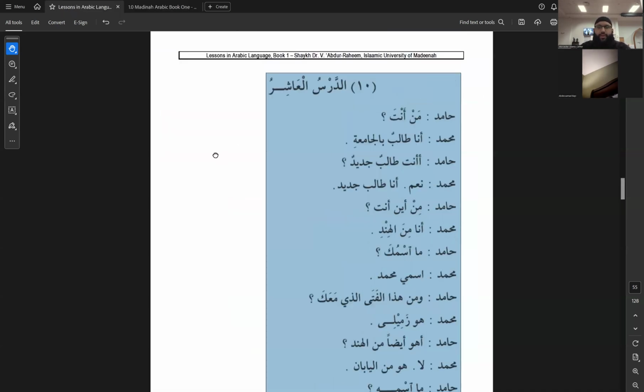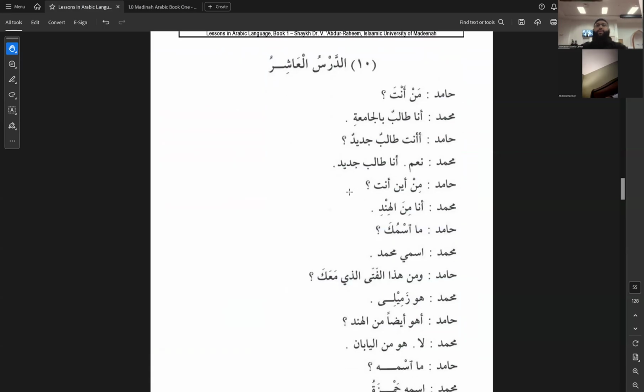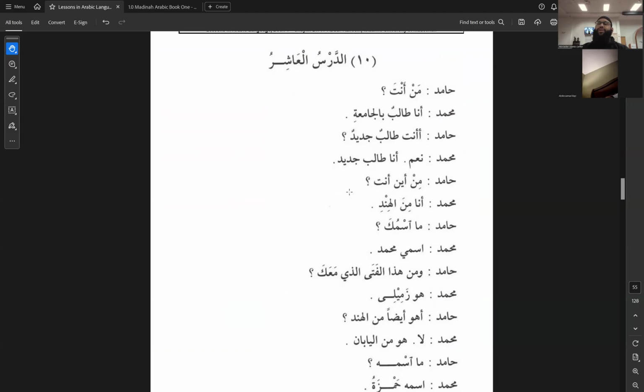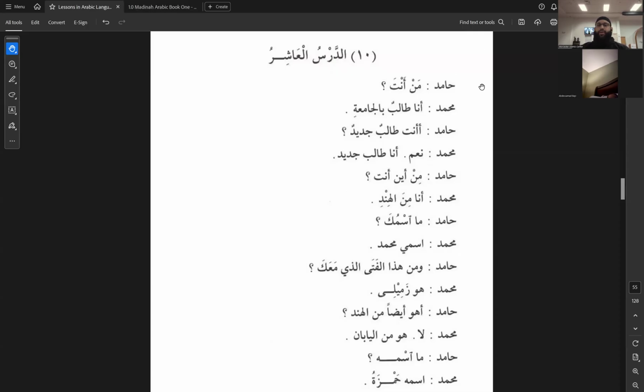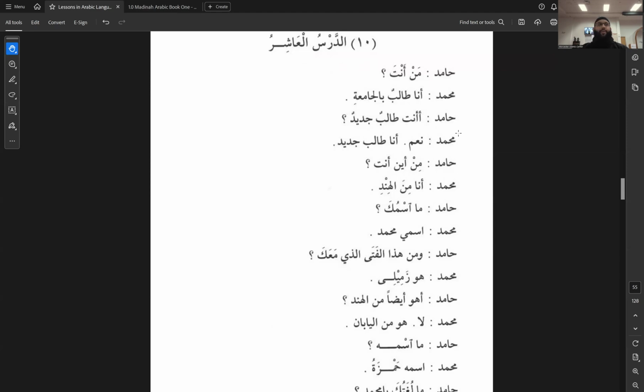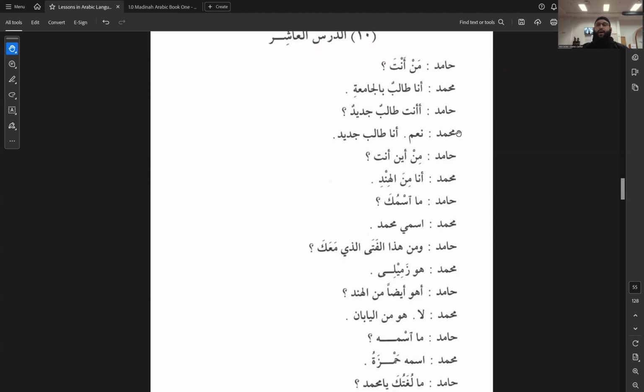So we're going to start off with the top of chapter 10, and this is going to be the first set of pronouns for today. Ad-darsul ashiru, the 10th lesson, page 54. So this is a conversation between Hamid and Muhammad. So I won't keep saying the names over and over again. But once I say the sentence, I'll ask you to translate the word.